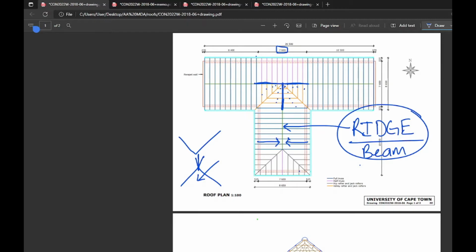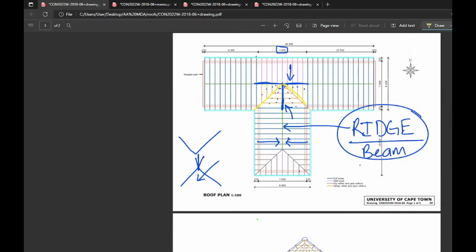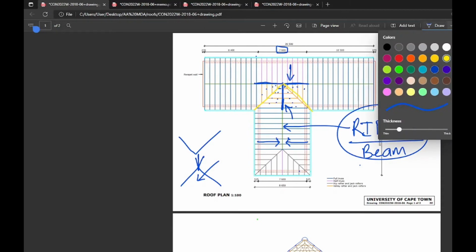So that ridge beam goes there. There are two ridge beams, by the way. There's one there, and there's one there. That is to support the jack rafters that we've previously measured that meet with a full valley rafter over here, right? That is obvious enough.